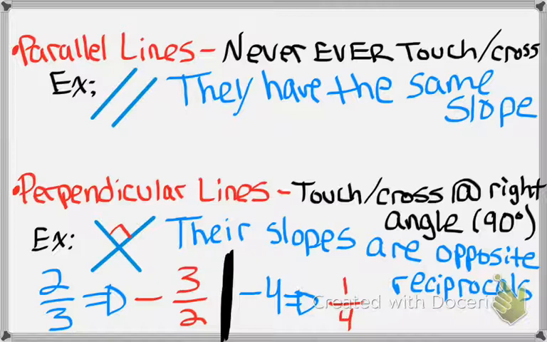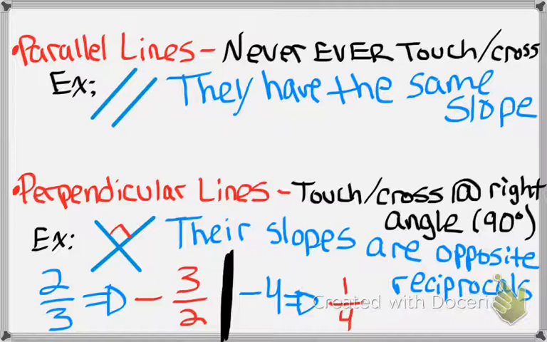If this had already been a positive 4, then this would have become a negative 1 over 4 if that had already been positive. So this is what I mean when I say opposite reciprocals. You're going to need this information. Write it down. Think about it, because this is how you're going to start every question with the same basic steps. What is our slope?